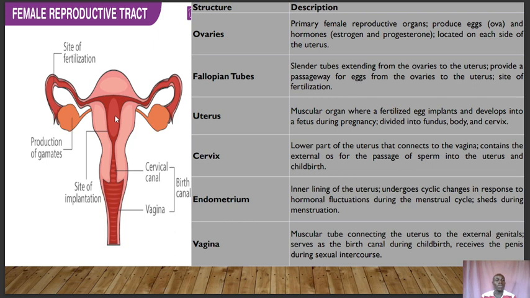Then we have the ovaries that support this vital process by producing the ovum. Then you have the site for fertilization, the fallopian tubes, especially the ampulla, where fertilization commonly happens before it travels through the isthmus into the uterus for implantation.